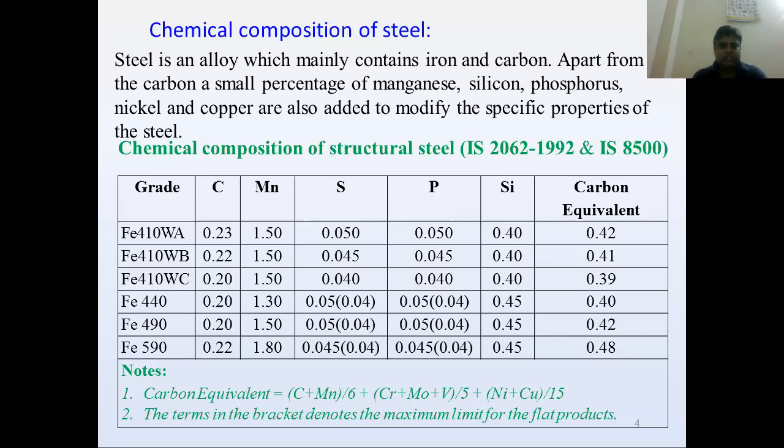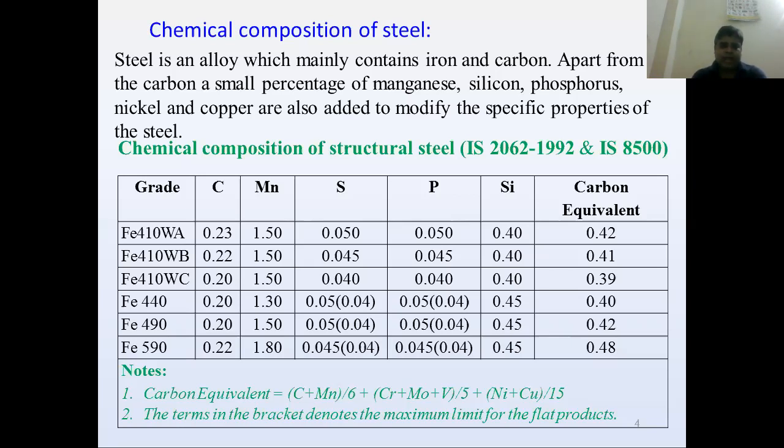Now, last is Fe 510: carbon content 0.22, manganese 1.80, sulfur 0.045, phosphorus 0.045, silicon is 0.45, carbon equivalent 0.4.